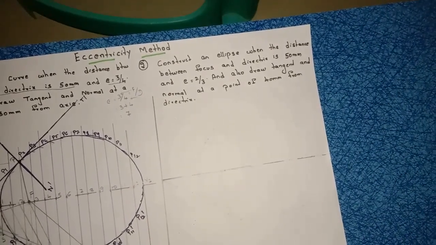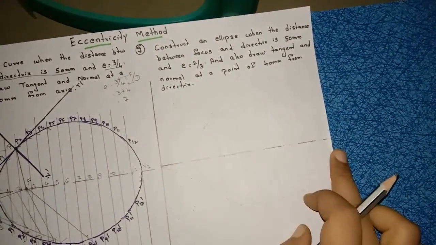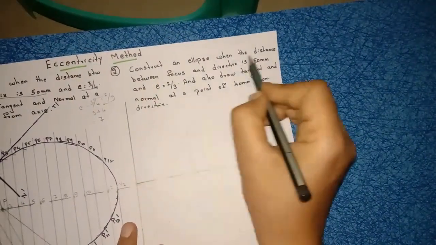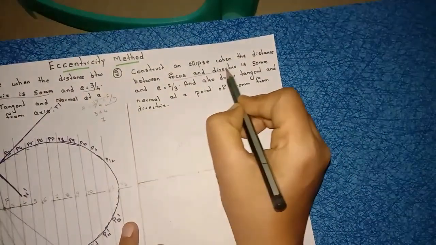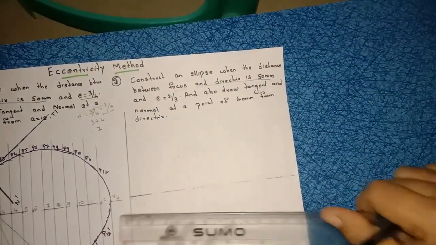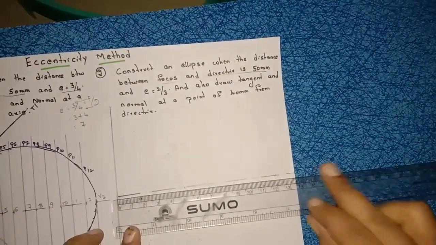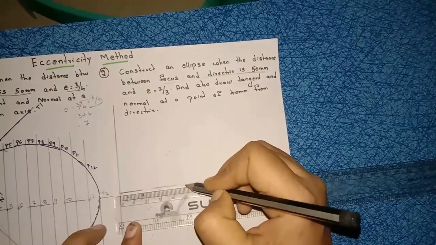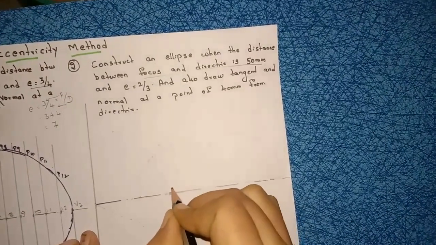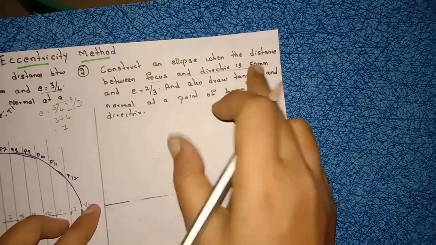Okay, now the first step is drawing the directrix line. Second step is drawing the axis line of any length. Now coming to the question. What is the question? Distance between focus and directrix is 50 mm. Right? Now mark the 50 mm distance from 0. Name it here F, focus. Distance between focus and directrix is 50 mm.